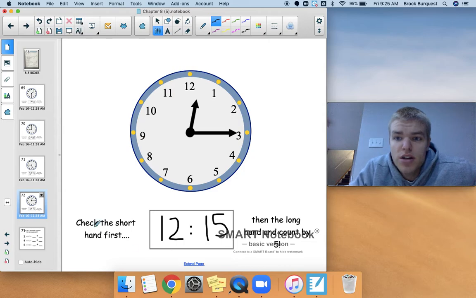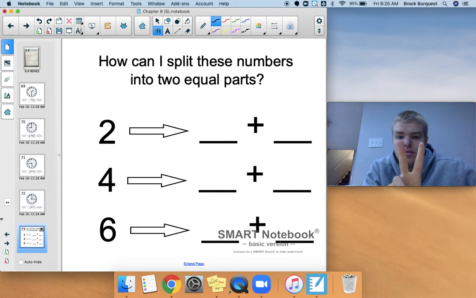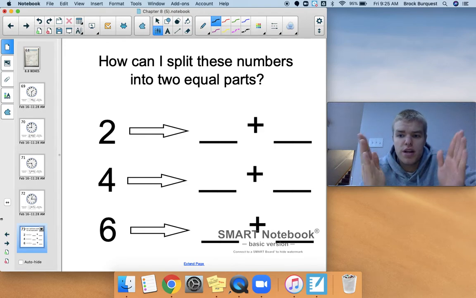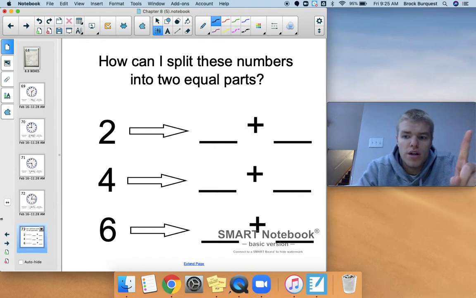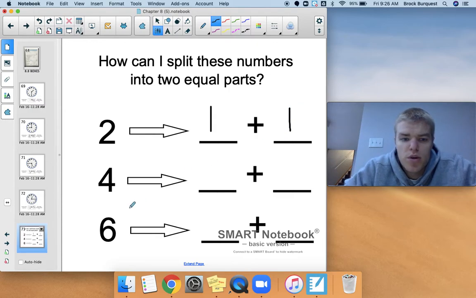We're going to talk about sharing and dividing some numbers, okay? So the question is, how can I split these numbers into 2 equal parts? So if I have 2 of something, how can I split it into 2 equal parts? That one might be pretty easy. We can do 1 and 1. Then write a 1 and a 1 here. You don't need to write this down, friends. Don't worry. I'll just do this one on the smartboard, okay?